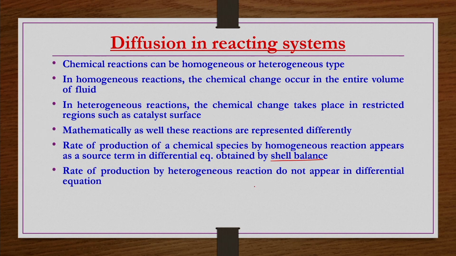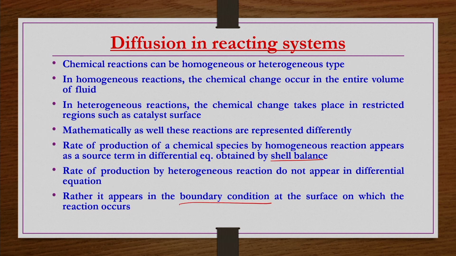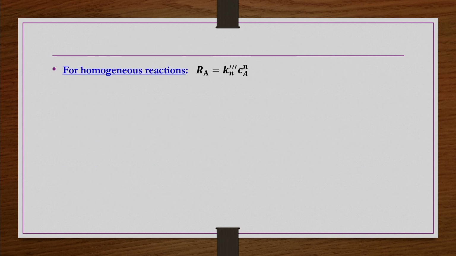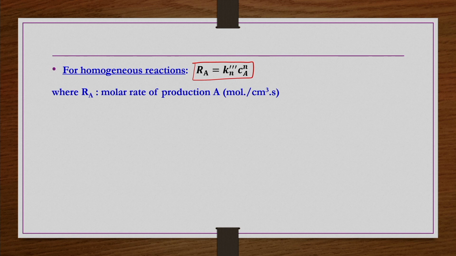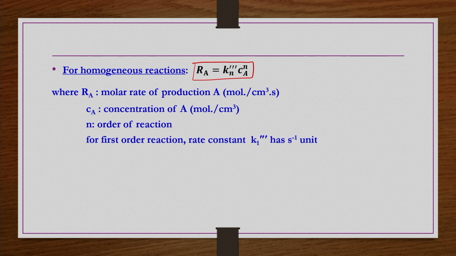Whereas, the rate of production by heterogeneous reaction does not appear in the differential equation, rather it appears in the boundary condition at the surface on which the reaction occurs. Okay. So, let us say for homogeneous reactions, the rate of production we can represent by this expression, capital Ra is equals to Kn triple prime Ca power n, where Ra is the molar rate of production of A, Ca is the concentration of A, n is the order of reaction. If first order reaction, then the rate constant K1 triple prime has seconds inverse units. Okay.